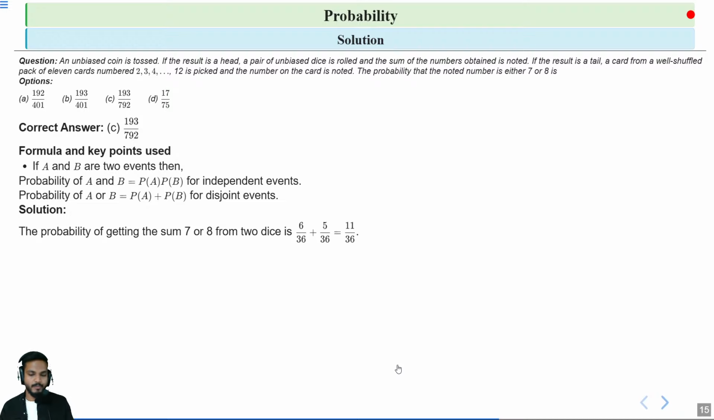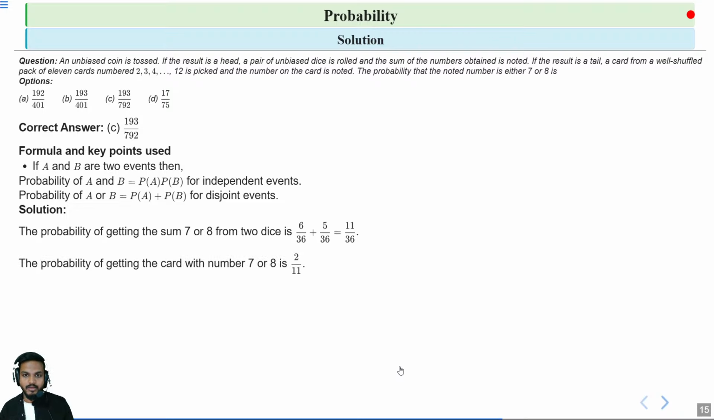Now the probability of getting 8. What are the possible numbers on the dice whose sum is 8? It can be 2 comma 6, 3 comma 5, 4 comma 4, 5 comma 3, 6 comma 2. So total 5, and the probability of getting the sum 8 is 5 by 36. As these two events are disjoint, the probability of getting the sum 7 or 8 is 6 by 36 plus 5 by 36, that is 11 by 36.